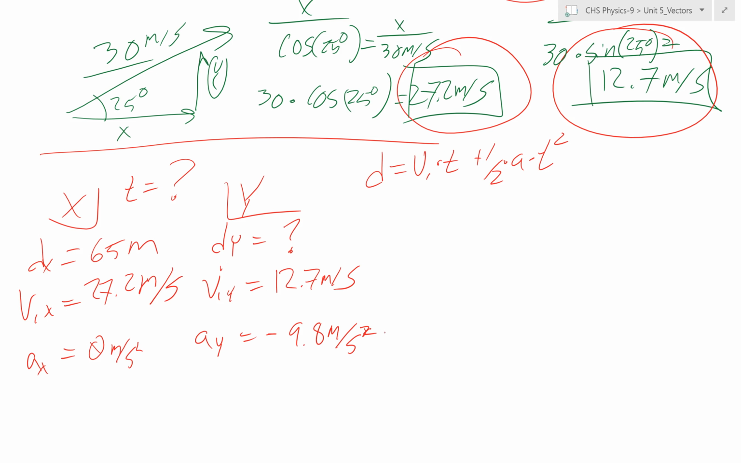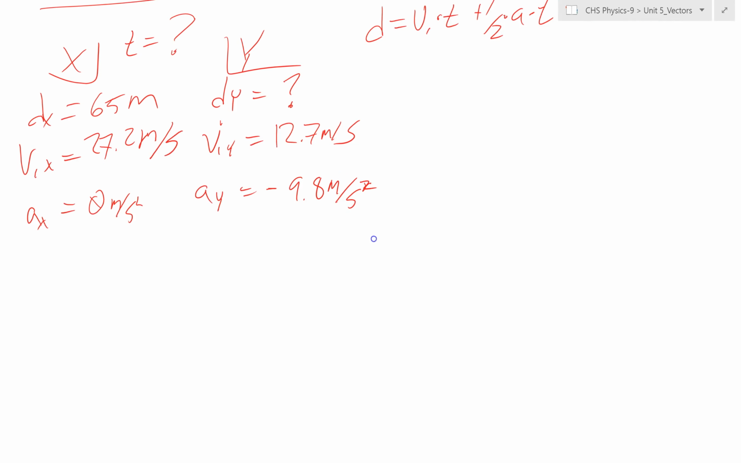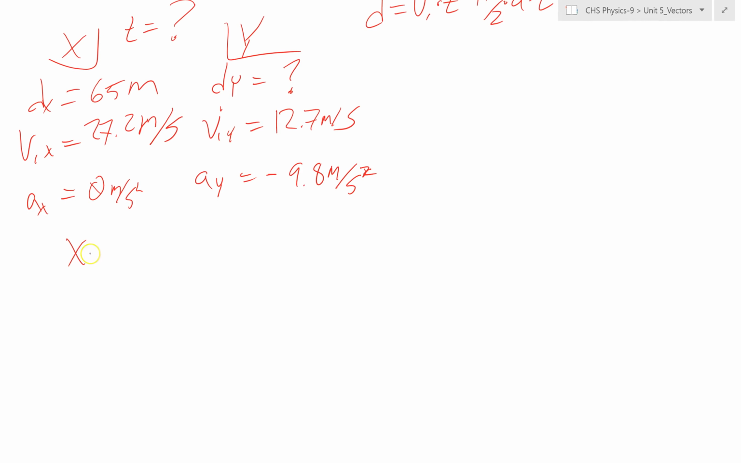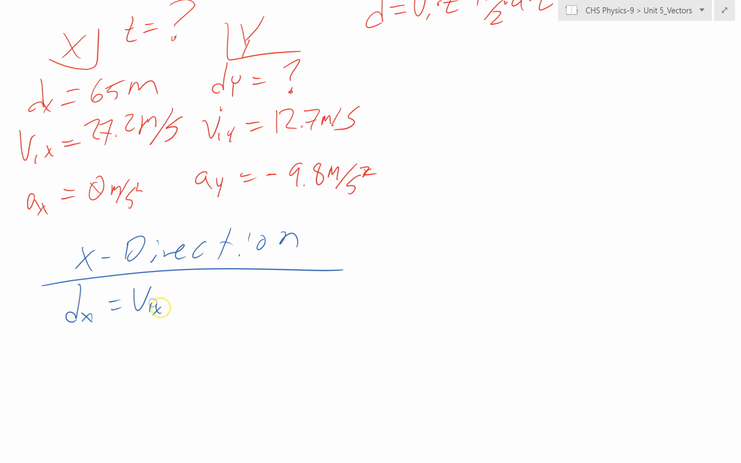So then in order to solve for time, we're going to use the list that has the least amount of question marks. So that's the x component. So to find time, we're going to use the x direction, and I want to change colors again. So the x direction, we're going to use dx equals v1 in the x direction times time plus 1/2 acceleration x direction t squared. Okay, so we're going to use our list here.